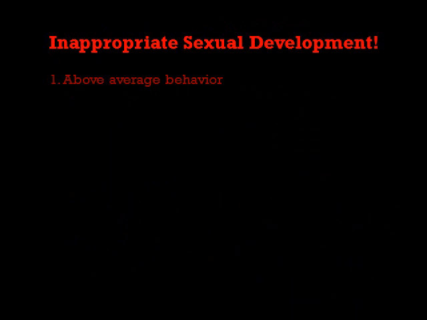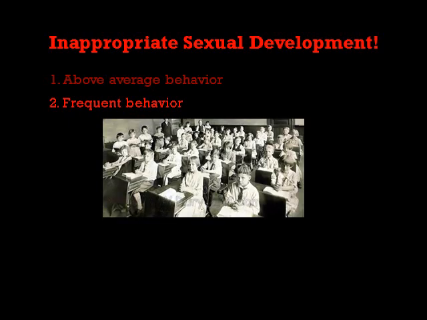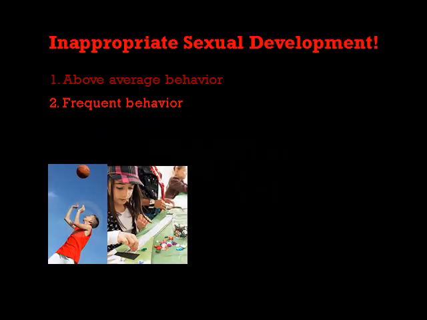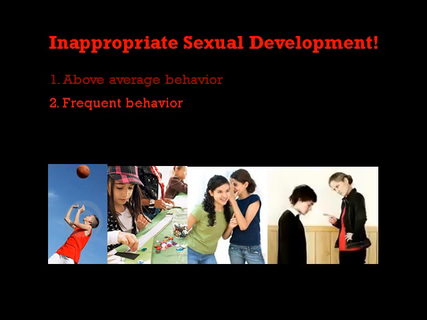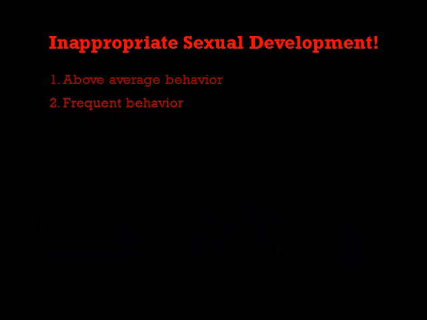Now let's move on. The second way sexual development can be inappropriate is when behavior is frequent. Again, there is no variation among normal children. It's normal if a child puts a lot of time into sports, hobbies, or his or her social life, even if it takes away from time spent on other things, like schoolwork. But sexual development is different. It just is.